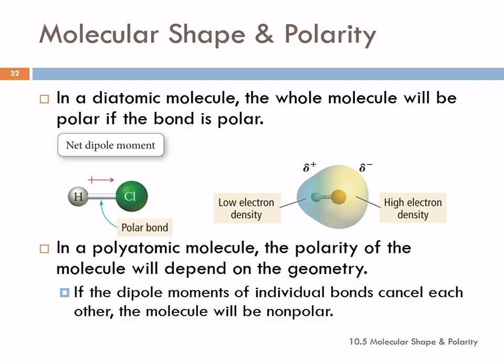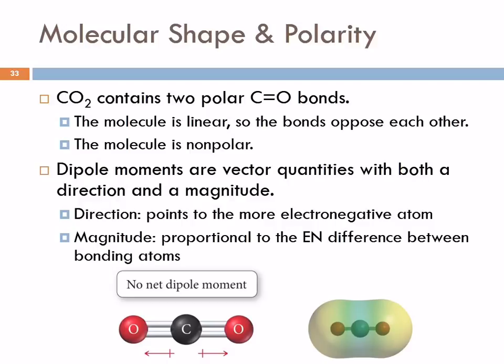What about the polyatomic molecules? Well, the polarity of the molecule is going to depend on the geometry. If the dipole moments of individual bonds cancel each other out, then the molecule will be nonpolar. If they don't cancel each other out, the molecule will be polar. And so we have to know geometry before we can look at whether a molecule is polar or not.